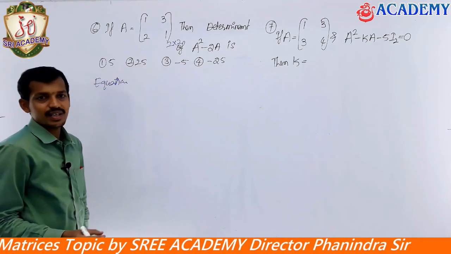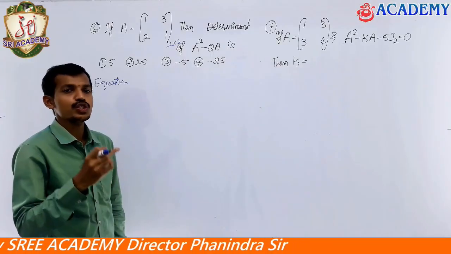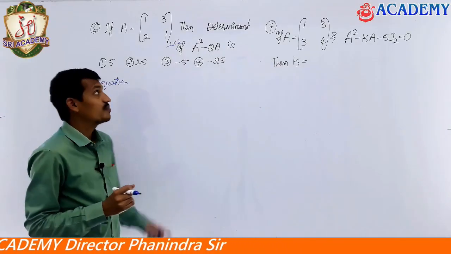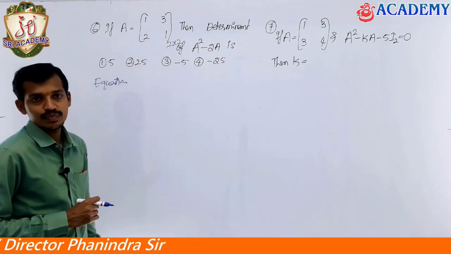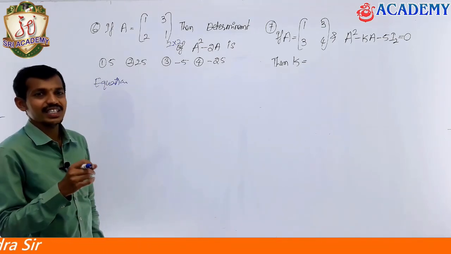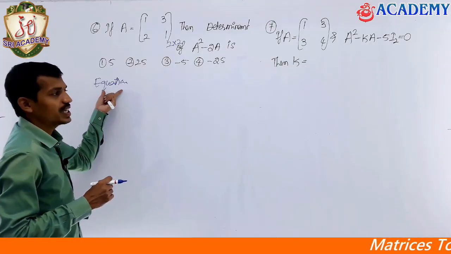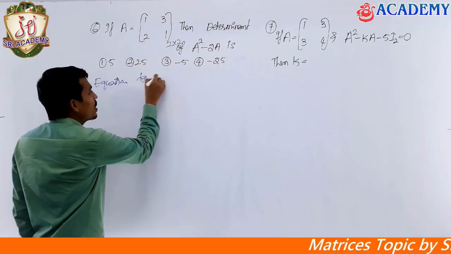Equation means always equality of two expressions, that's equal to 0. I am defining one equation for a matrix of order 2. Indirectly it is satisfied by each and every 2 by 2 matrix. I am giving the equation for a 2 by 2 matrix.